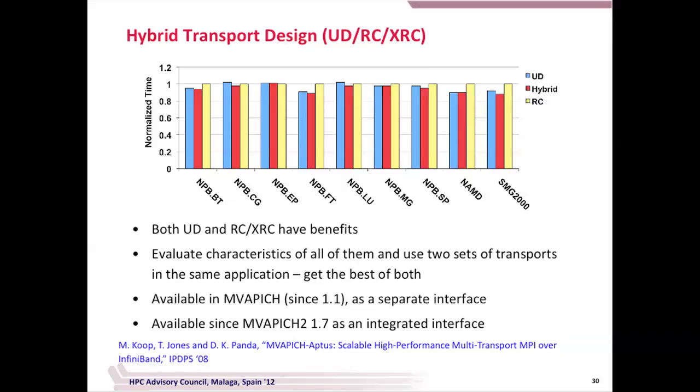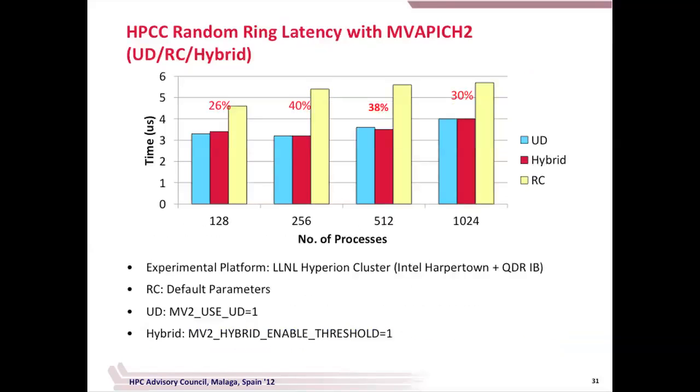If you do that, here it shows some numbers, and you'll see that the hybrid, which is in the middle, always tries to perform equal or better than the UD and the RC. So it tries to take advantage of both the UD and the RC. We had support for this in MVAPICH 1.1 earlier. Now the focus is on MVAPICH2 since 1.7. It has been there, so you can just trigger it on, and you will see very good performance and scalability for large scale systems.